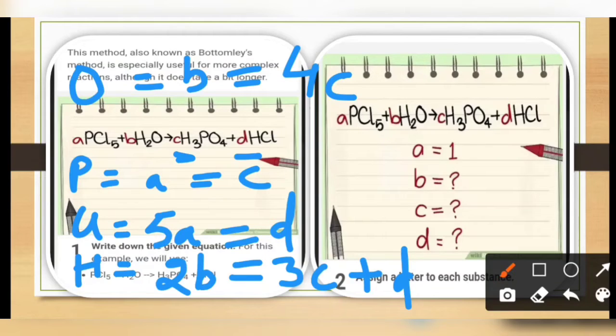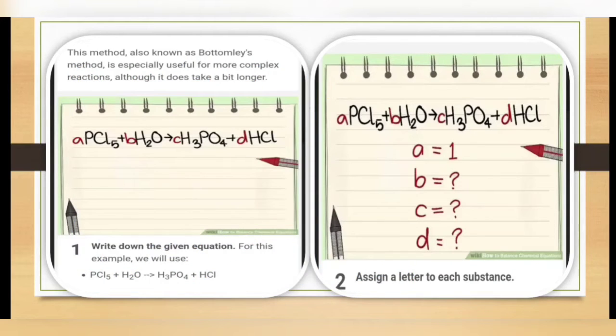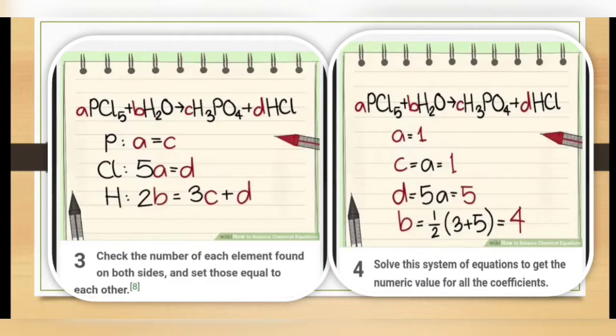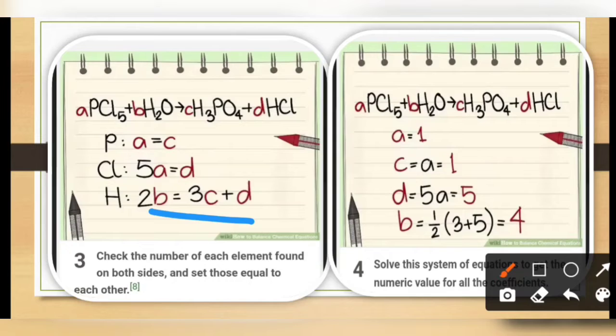After providing the coefficients, we make equations by assigning a letter to each. We check the number of each element found on both sides and set those equal to each other. After that, we have to solve the equations that we have created. For that, we assume any coefficient as 1. Let A equal 1. You can take C equal to 1, or D equal to 1, whatever you feel right, but mostly we'll take the complete compound coefficient as 1. That will be easier for us, not only the element.